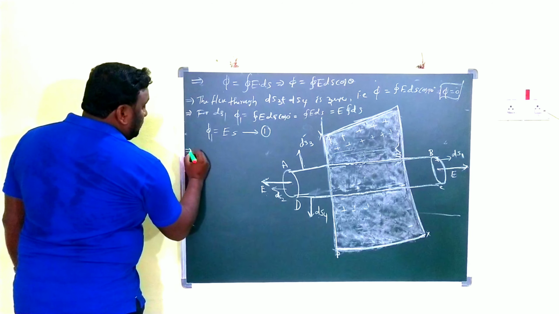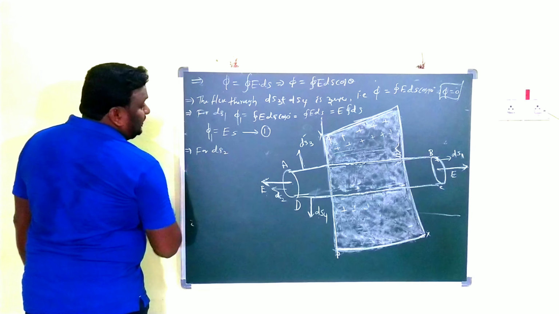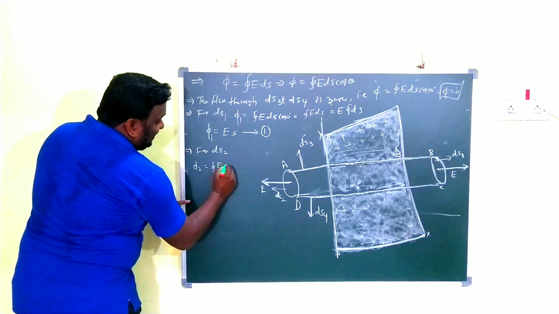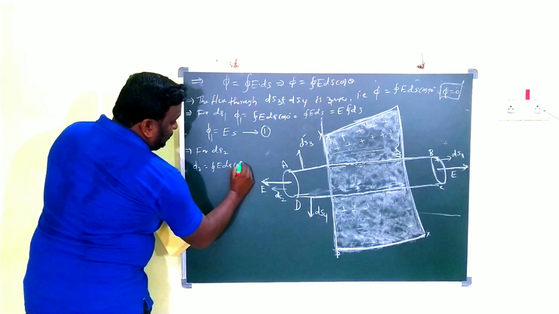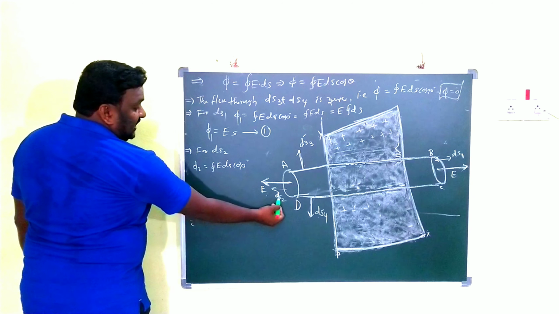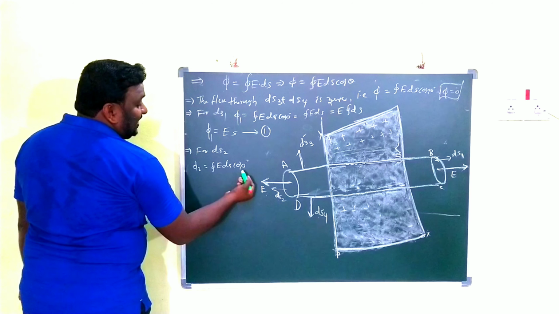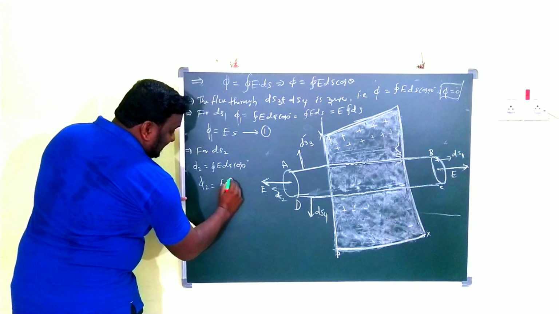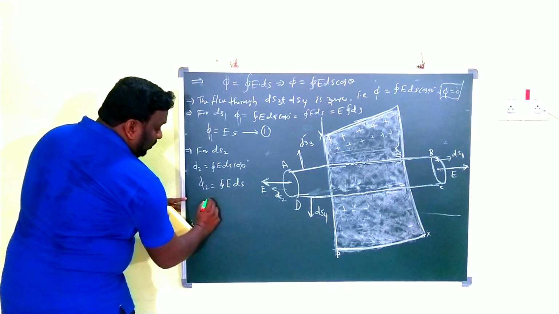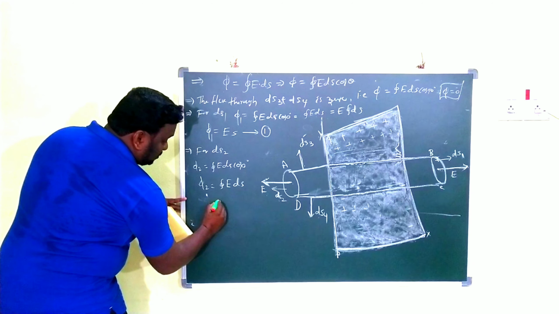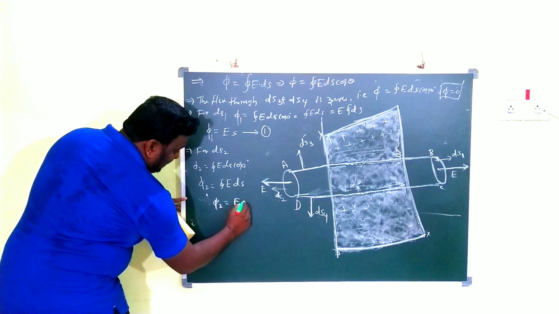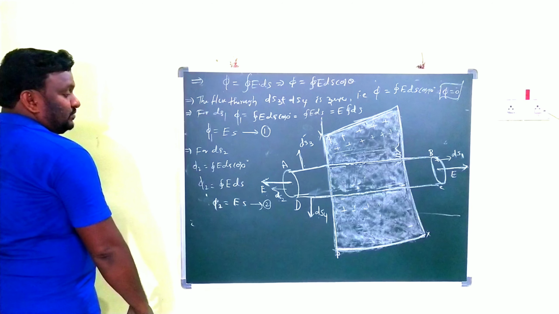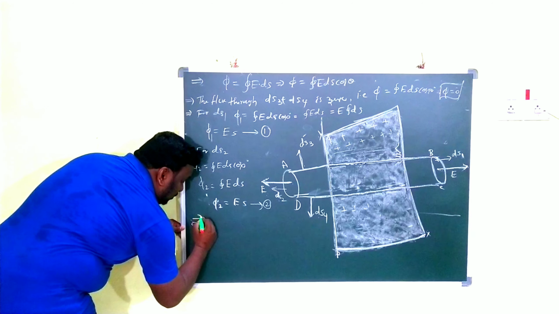Similarly, for ds2 also we can write the same thing. Here again, phi 2 is equal to the closed integral E ds cos 0. I told you already, ds2 and E are both parallel. That's why the angle is 0. Then phi 2 is equal to the closed integral E ds. Again we get the same thing, phi 2 is equal to E into S. Now this is equation number 2. Clear children?